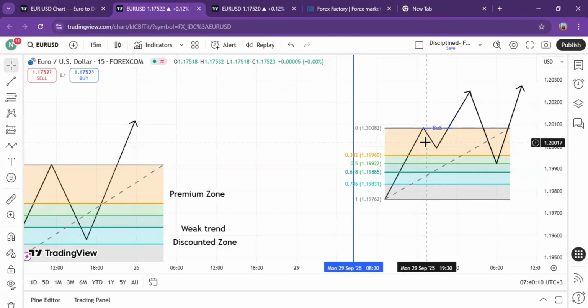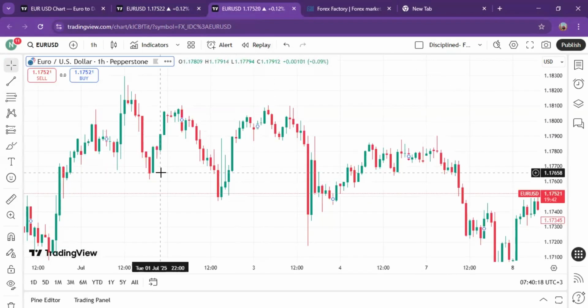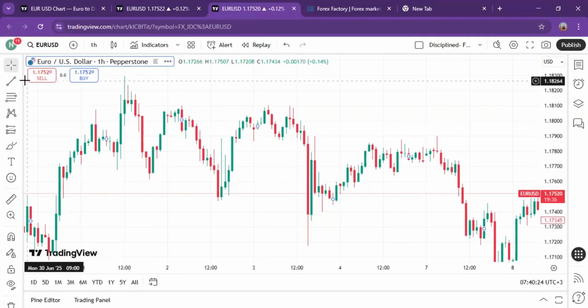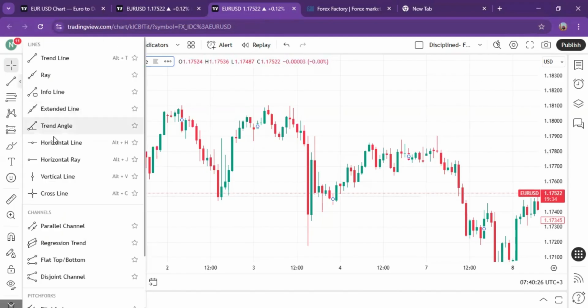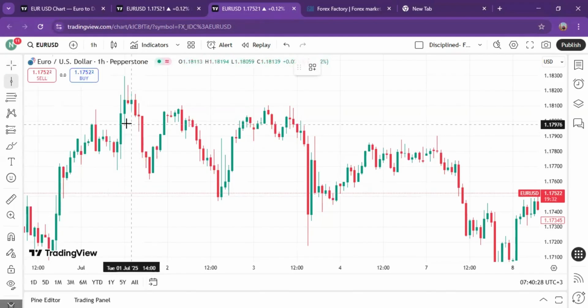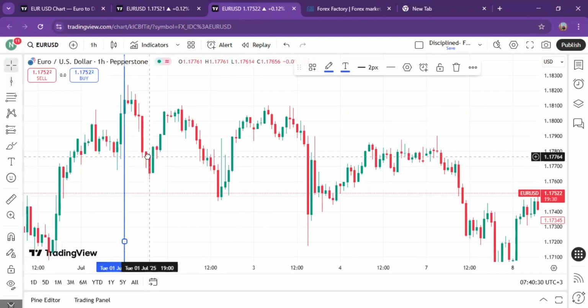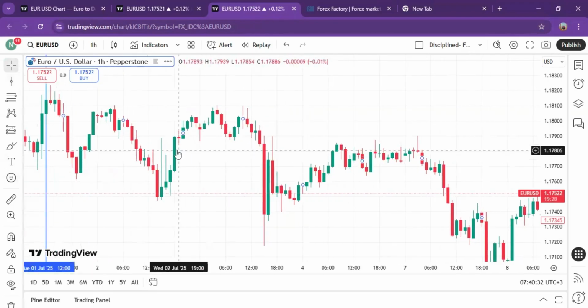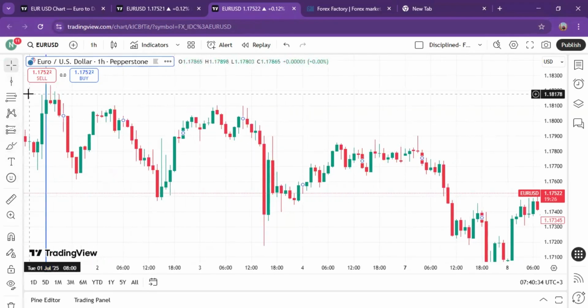So let's now go to the charts and have a look at this on the real charts. On my chart, I have EURUSD on the 1 hour time frame, and we are going to start marking. So we are going to start from there. Just ignore anything else on that other end.